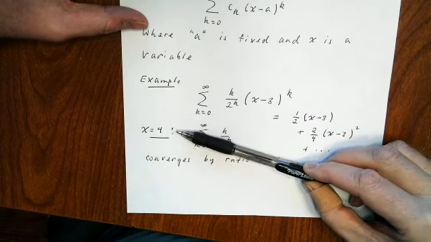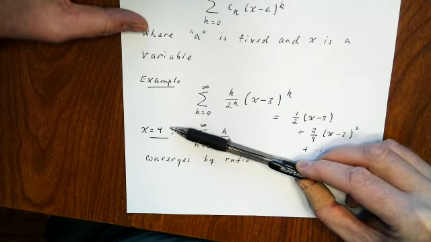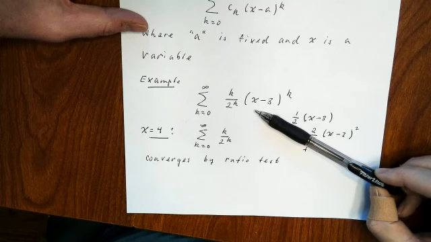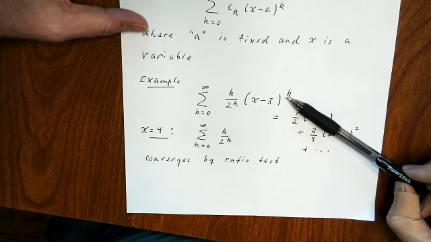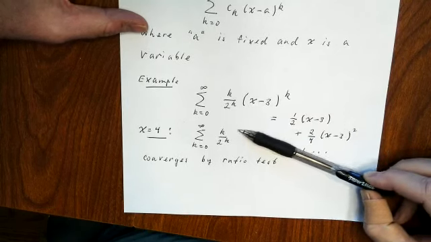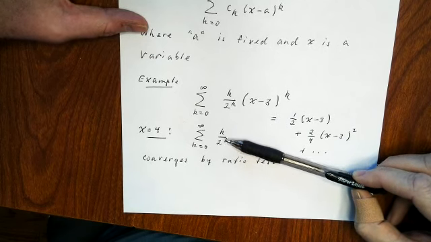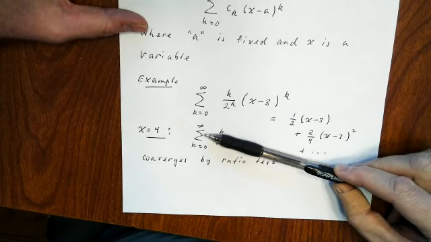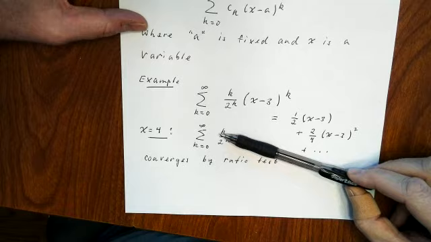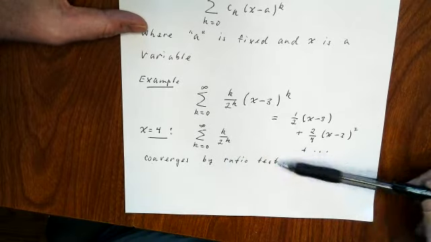Let's experiment a little bit. Let's suppose that x is 4. If I plug that in here, I get 4 minus 3, or 1, to the kth power, which is just 1. So I'm looking at k over 2 to the k, summed from k equals 0 to infinity. This is a good situation to use the ratio test to ascertain whether the series converges.